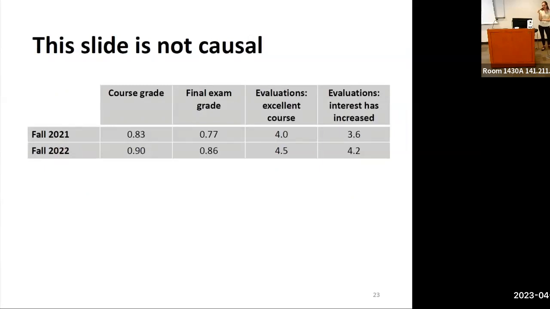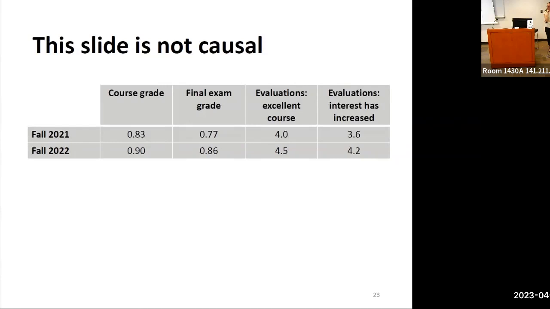Last, this slide is not causal for a number of reasons. Here's a pre-post study on student performance and teaching evaluations before and after my most recent revamp. Course grades went up 7 percentage points. The final exam grade went up 9 percentage points. Not because I made it easier. In fact, I made the exam harder for different reasons.